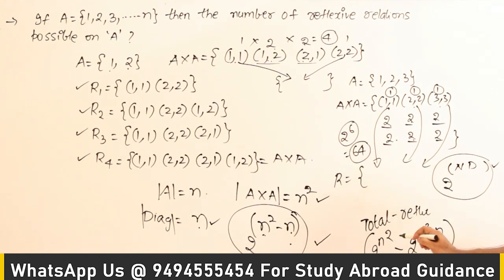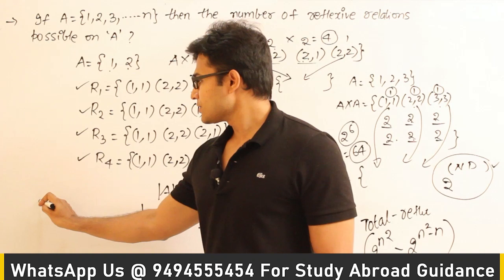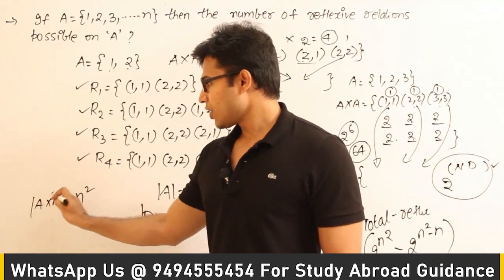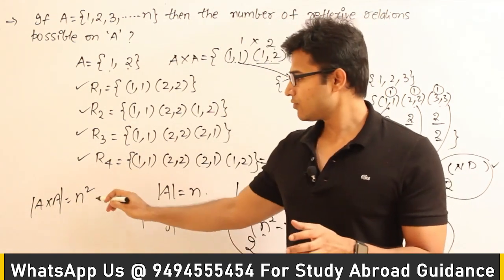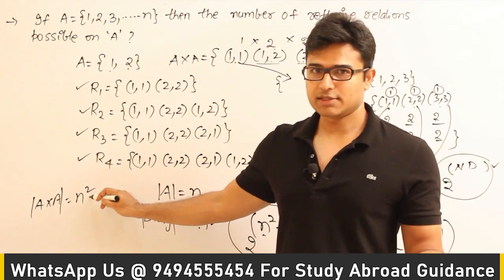If you subtract this, this is the total number of relations which are not reflexive. Are you getting this? So how did I get 2 power n square as the total number of relations? Same. If you have n elements as the cardinality of A, then A cross A is going to contain n square elements, isn't it? Now, in order to form a relation, an element from these n square elements can be present in that or may not be present in that, right?